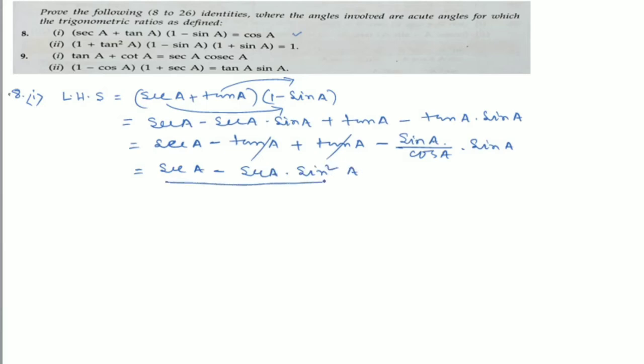here we take the common term sec a, so sec a will be common, then we get 1 minus sin square a, and we take sec a into cos square a, so we can write it as sec a means 1 by cos a, cos square a divided by cos a will be cos a, and this is the right hand side, so we can write.